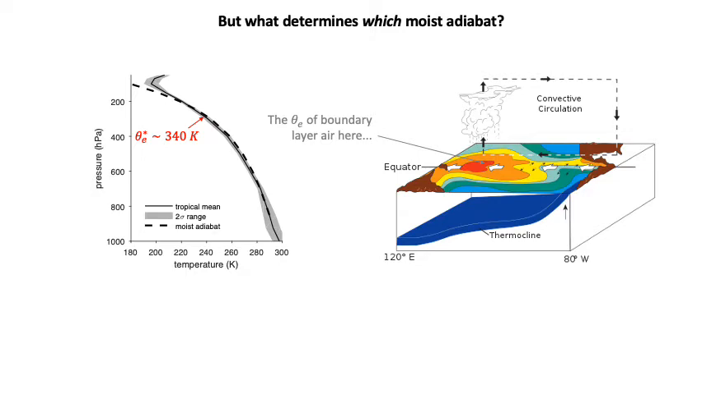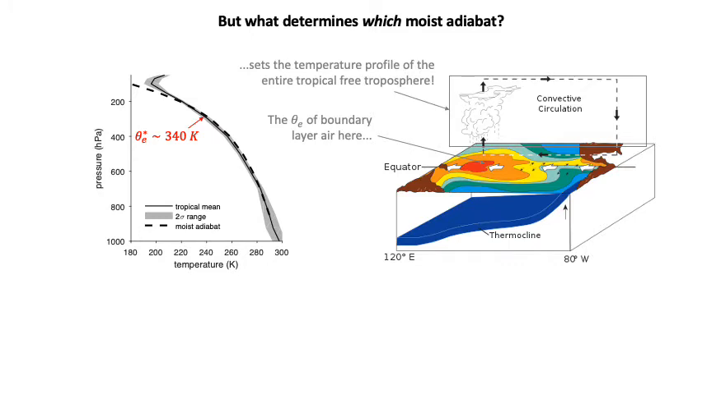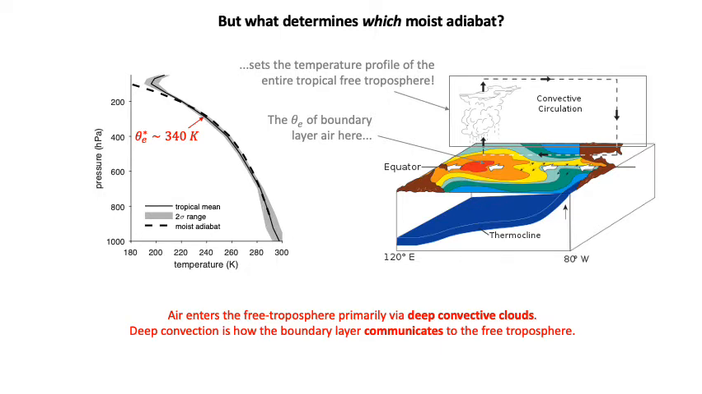So if you imagine over the warm sea surface temperatures where air is rising, you have some boundary layer value of theta E there. And then that air rises. And ultimately, that actually sets the temperature profile of the entire tropical free troposphere. Why is that? That is what we're going to talk about in the next couple minutes. This is pretty remarkable and something unique to thinking about weakly rotating systems. At the end of the day, air enters the free troposphere primarily via deep convective clouds. So really, deep convection is how the boundary layer communicates to the free troposphere.